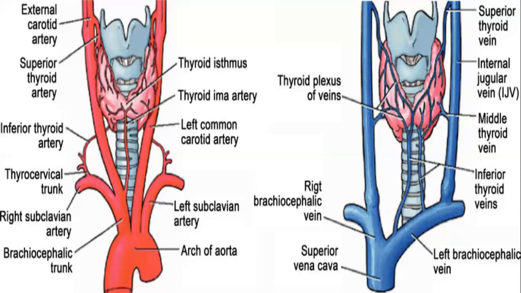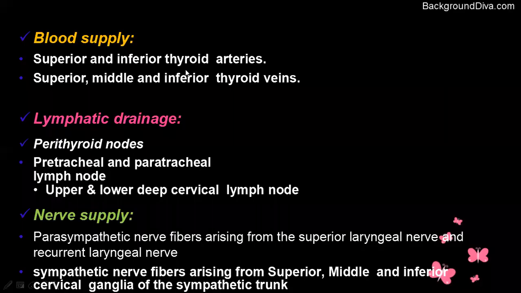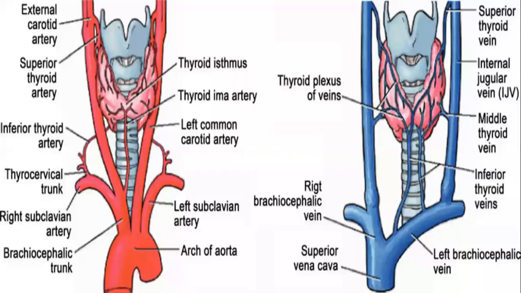Next we'll see about venous drainage. Here venous drainage is carried out by three veins. Those are the superior thyroid vein, middle thyroid vein and inferior thyroid vein. If you see in this diagram, this is the superior thyroid vein, this is the middle thyroid vein and these are the inferior thyroid veins.